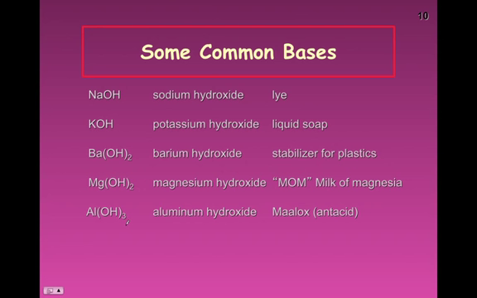Barium hydroxide is used in making plastics. Milk of magnesia has magnesium hydroxide. Milk of magnesia is for your stomach. I believe it can be used if you have constipation issues. And here, aluminum hydroxide is an antacid. Now take a look at these. What do these all have in common?